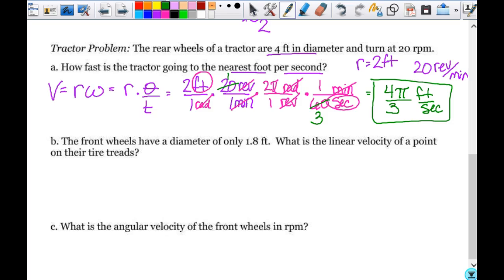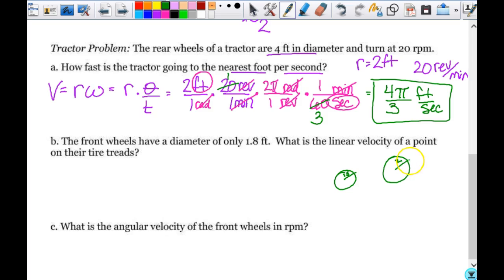All right. So now it says the front wheels have a diameter of only 1.8 feet. What is the linear velocity of a point on their treads? So a tractor, okay, we've got the front wheels, and we've got the back wheels, right? The back wheels are bigger. This is our 2-foot radius. This is our 1.8-foot radius.